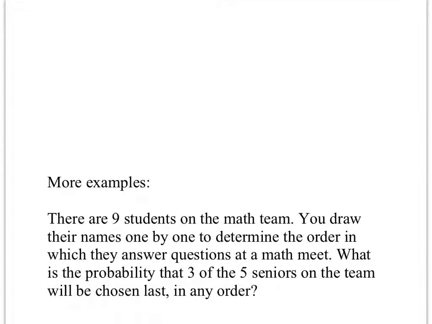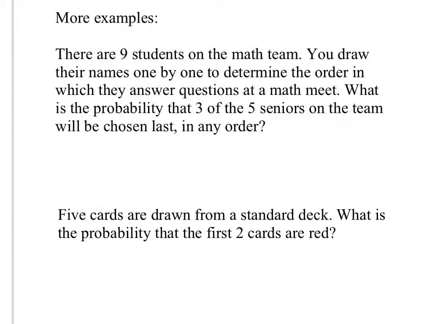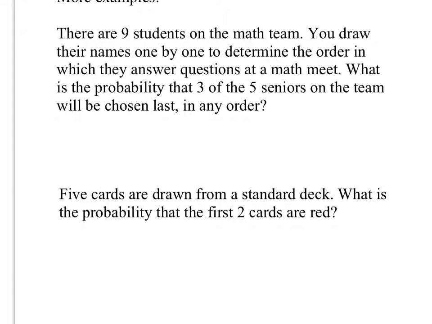So now more examples. So there's 9 students on the math team. You draw their names one by one to determine the order in which they answer questions at a math meet. What's the probability that 3 of the 5 seniors on the team will be chosen last in any order? So in any order means I'm going with nCr, right? Okay, so the probability that 3 of the 5 seniors on the team will be chosen last.